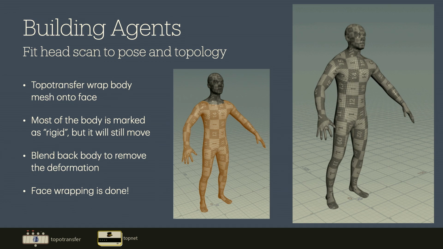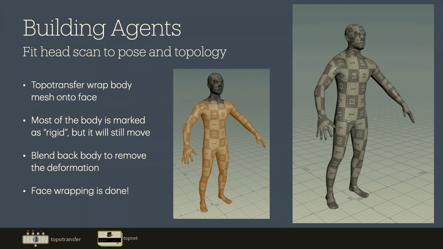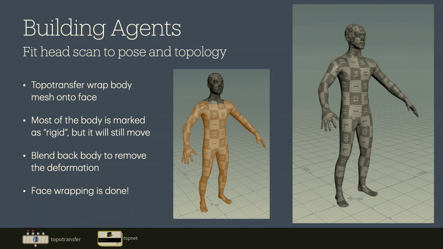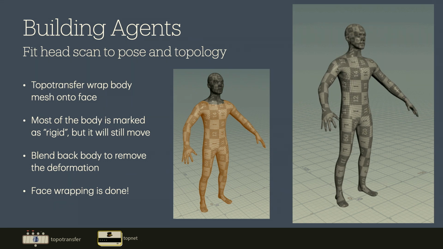Next step's to do a topo transfer on the head area only. We make a masking group of the head and neck, tell topo transfer that these areas are going to be rigid. They'll still move rigidly, but they won't be a complete mess, and we'll correct them later. We set up the landmarks between our scan and our base mesh. We can reuse the landmarks from our ARAP transform or make new ones if you need denser landmarks.